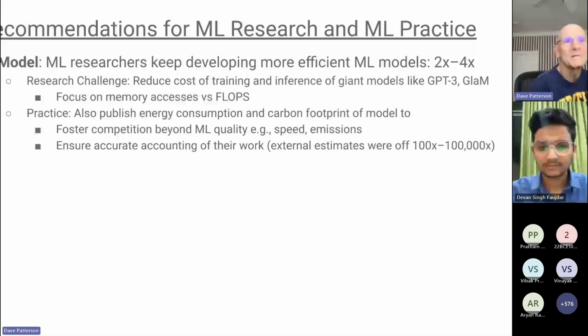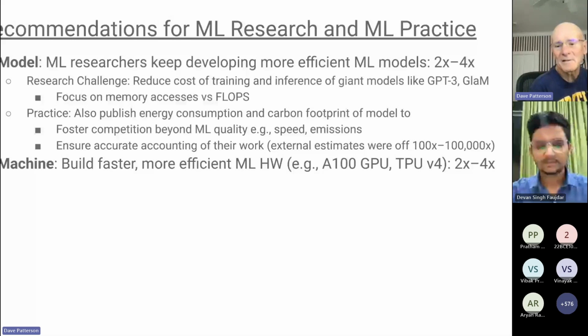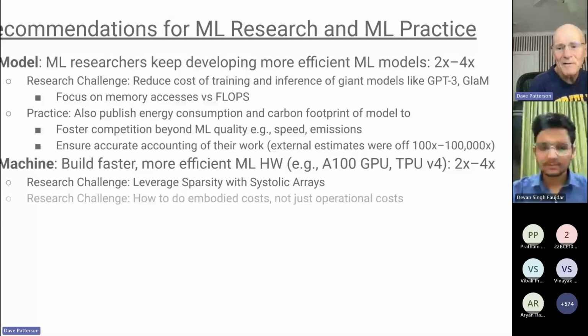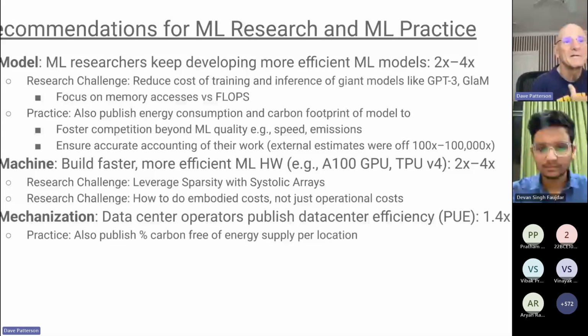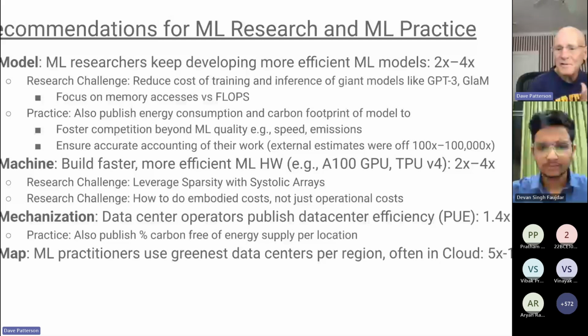People who do what I do, build faster, more efficient hardware. GPUs and TPUs, each generation can be much more efficient. And then data centers are already pretty efficient, with 10% overhead, or at least the cloud data centers are. But it'd be great to publish how clean the energy is, and hopefully we would use the greenest energy centers. That's kind of the easiest thing in the cloud to change, the location.